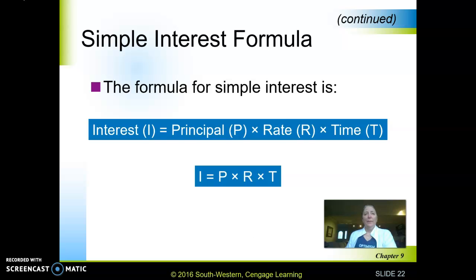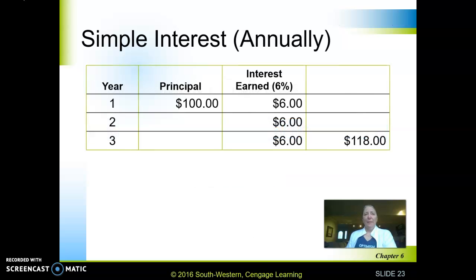So for example, we have $100 of principal that I've either deposited or I've borrowed, and we're talking for 3 years at 6% interest. What will that $100 grow to, or how much will I have to pay for that $100 that I borrowed? So I equals P times R times T. So I take $100, which is the principal.